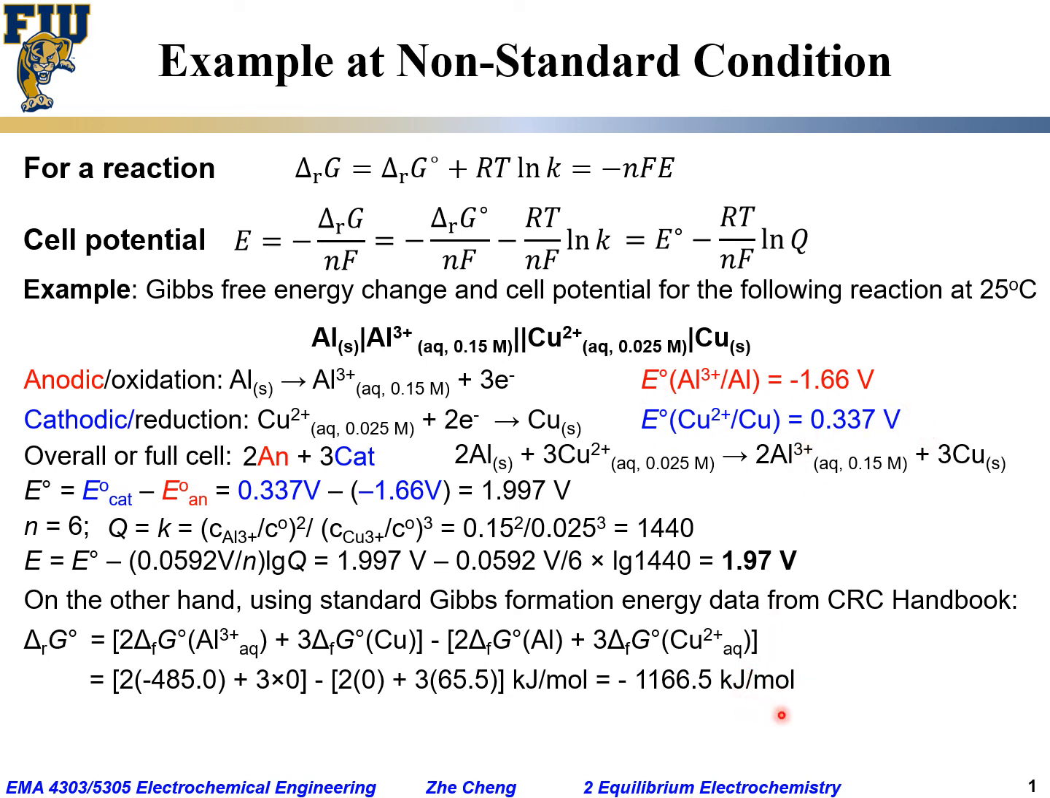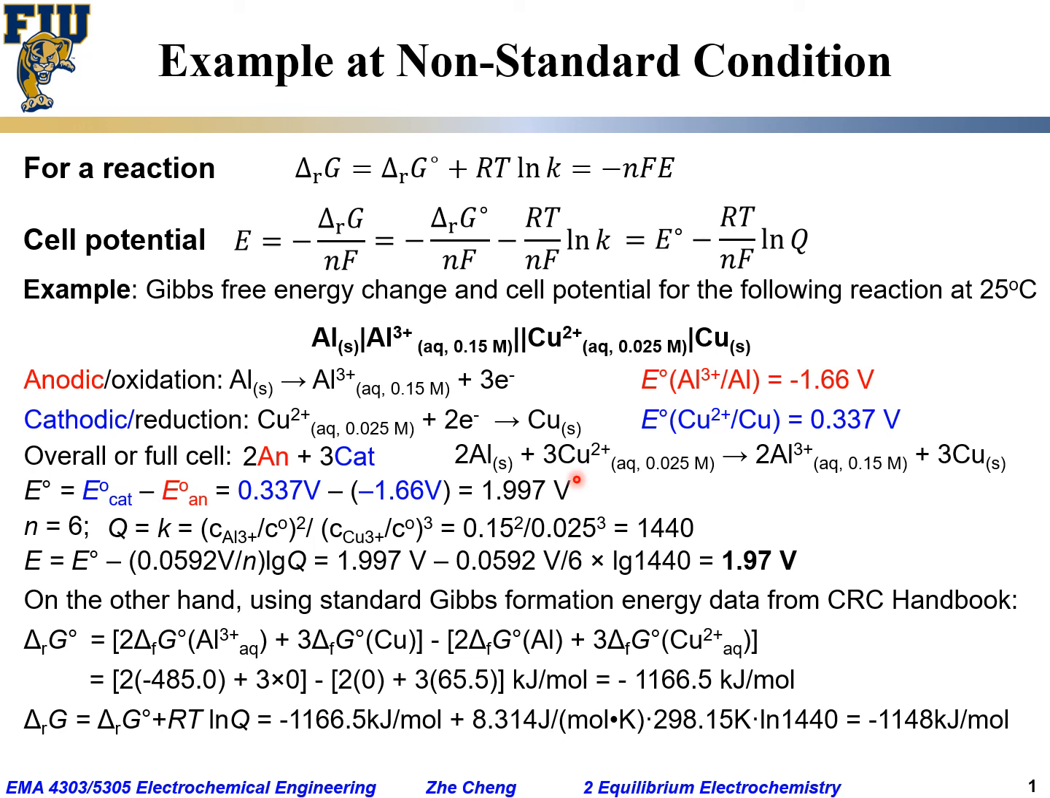Again, keep in mind this is for 1 mole of reaction progression. It doesn't mean 1 mole of aluminum 3+ got produced or 1 mole of copper 2+ consumed. It just means 1 mole of progression, but it actually involves 2 moles of aluminum 3+ produced or 3 moles of copper 2+ consumed.